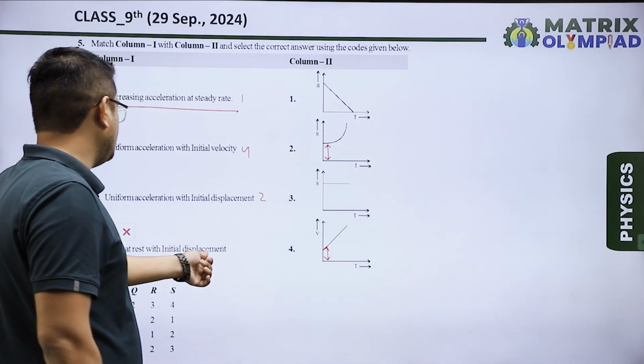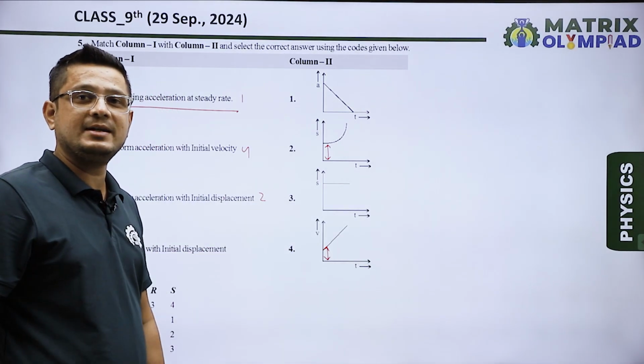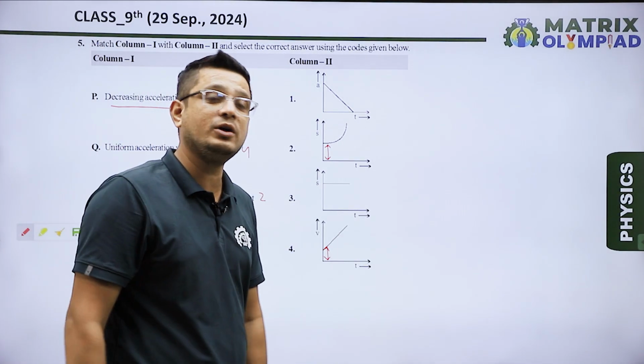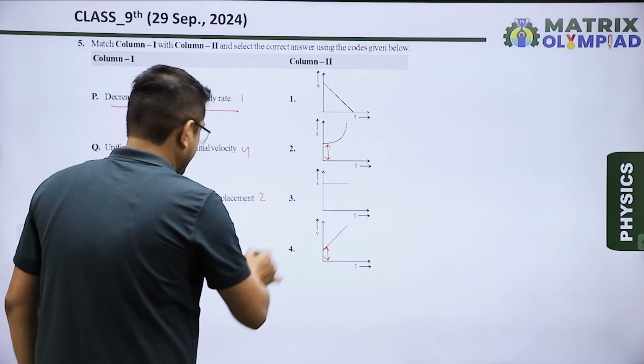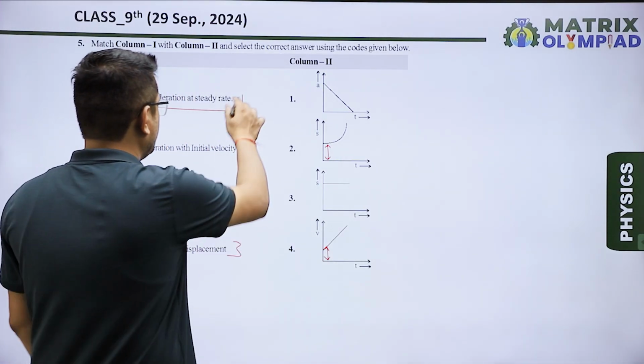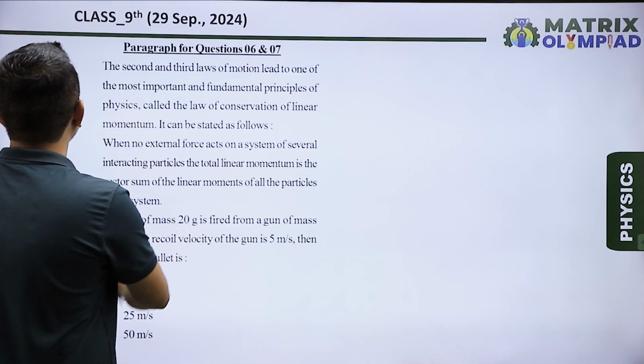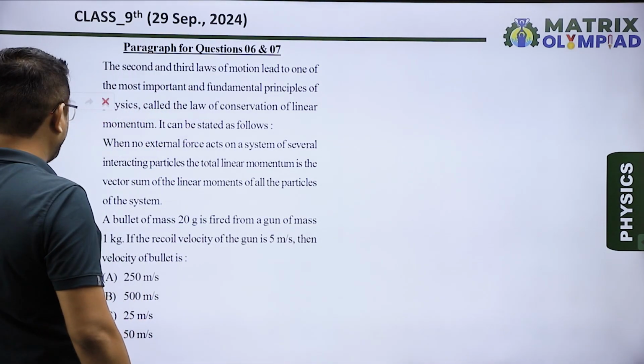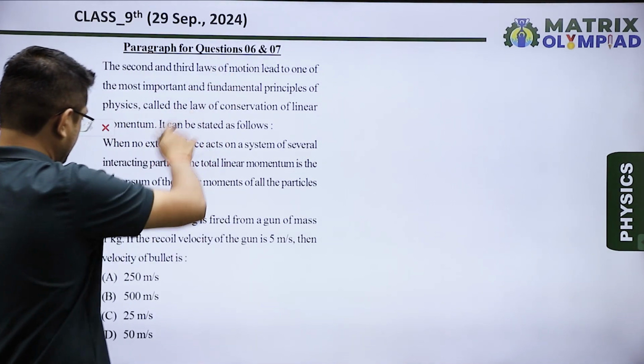Body is at rest with initial displacement. We can see when the body is at rest, the value of displacement will not change. So for S, I will write 3. So the correct code is 1, 4, 2, 3. Next, question number 6, which is based on a paragraph. Okay, some conditions are given here.